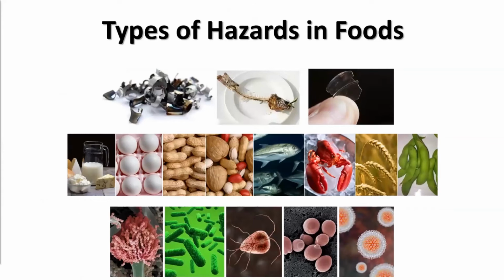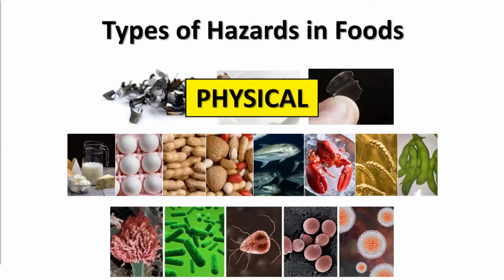All right, so we'll start with food safety hazards. There are three basic types of hazards that can be present in food. The first is physical hazards. This would be things like wood or bones, maybe some metal shavings that ended up in a food product that would cause damage to a consumer's mouth, teeth, or digestive tract if they were to eat that product.